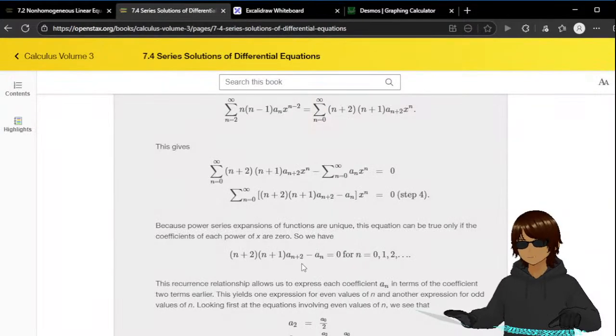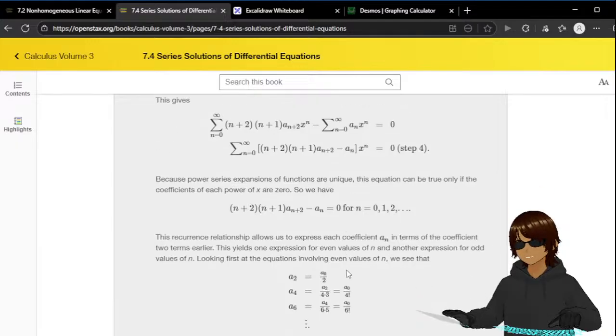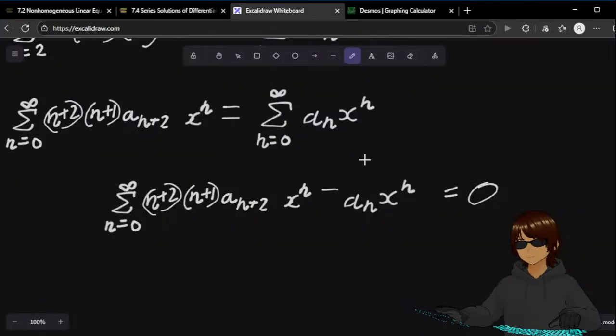They took x to the power, wait, because power series expansion of functions are unique, this equation can only be true if the coefficient of each power of x is 0. So if we have this for n, this recurrence relation allows us to express each coefficient a n in terms of the coefficient 2 terms earlier. In order for this minus this to be 0.